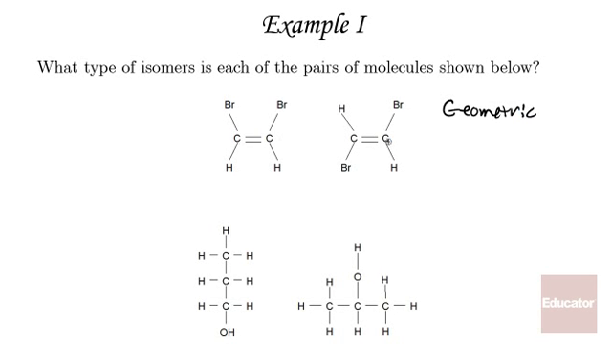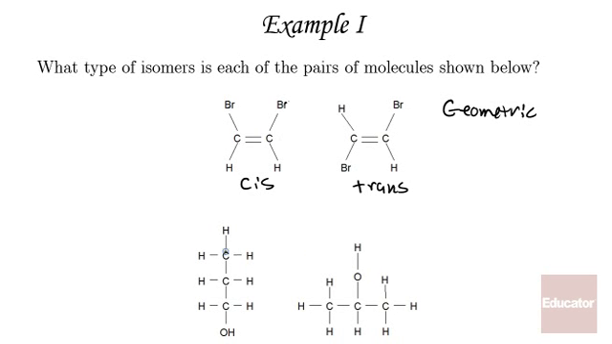This inflexible double bond holds these molecules in a certain conformation where the 2 bromine atoms are on one side in this isomer, so this would be the cis isomer, and they're on the opposite sides in the other isomer, and this is known as the trans isomer. So that's my first set of molecules.